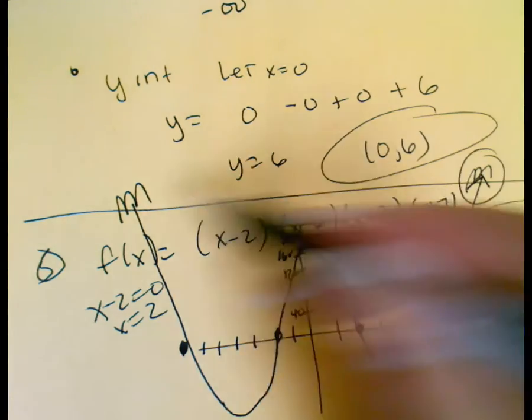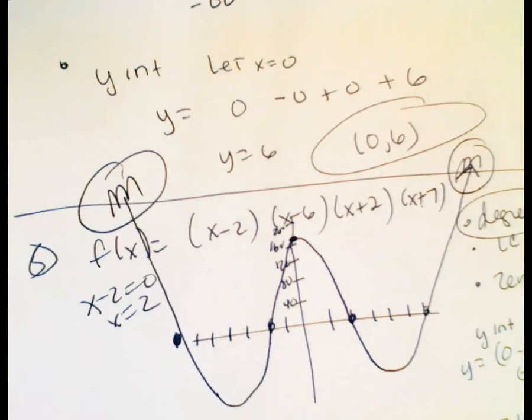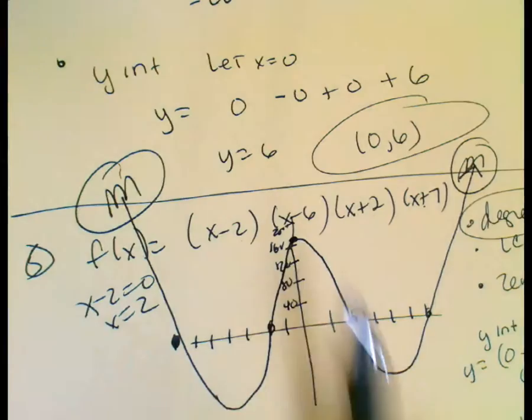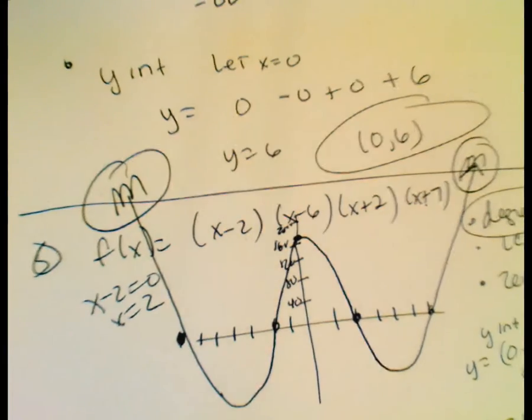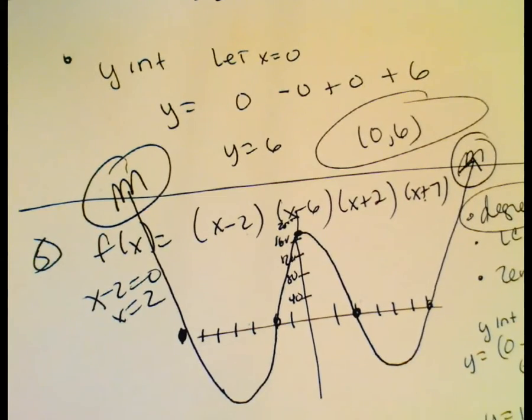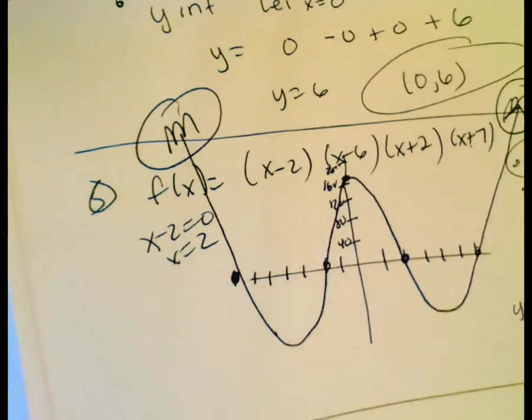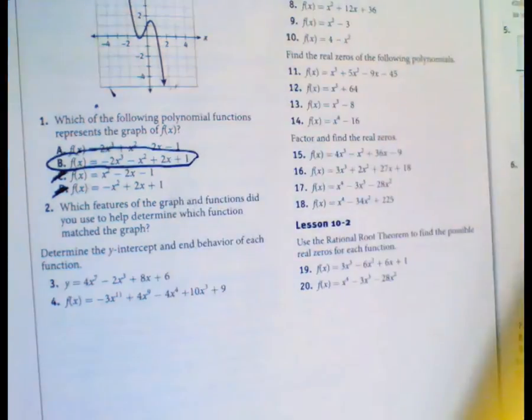End behavior, they're both up. It hits the 4 zeros and the y-intercept. And that's what a degree of 4 looks like. You can graph it if you want, but I'm not asking about mins and maxes, so I'm not going to waste my time graphing on the calculator.